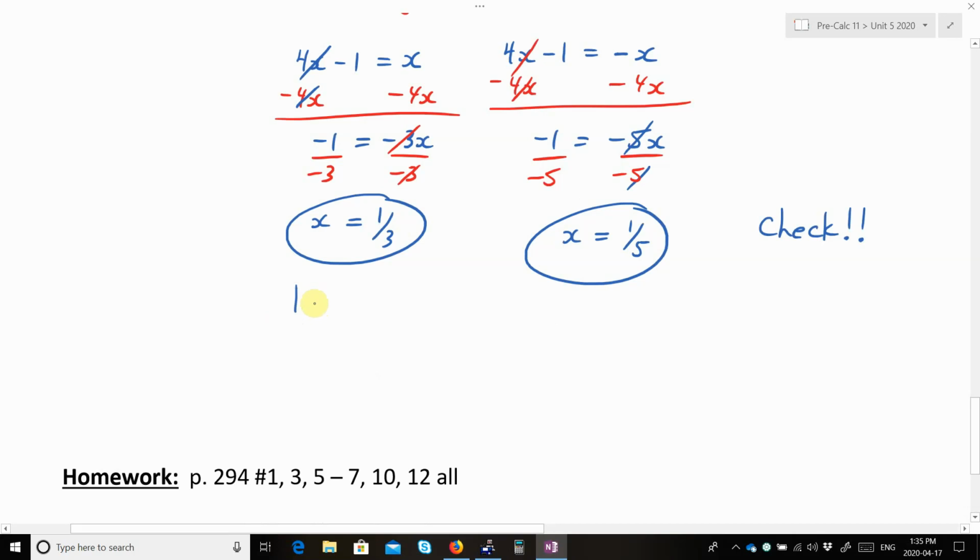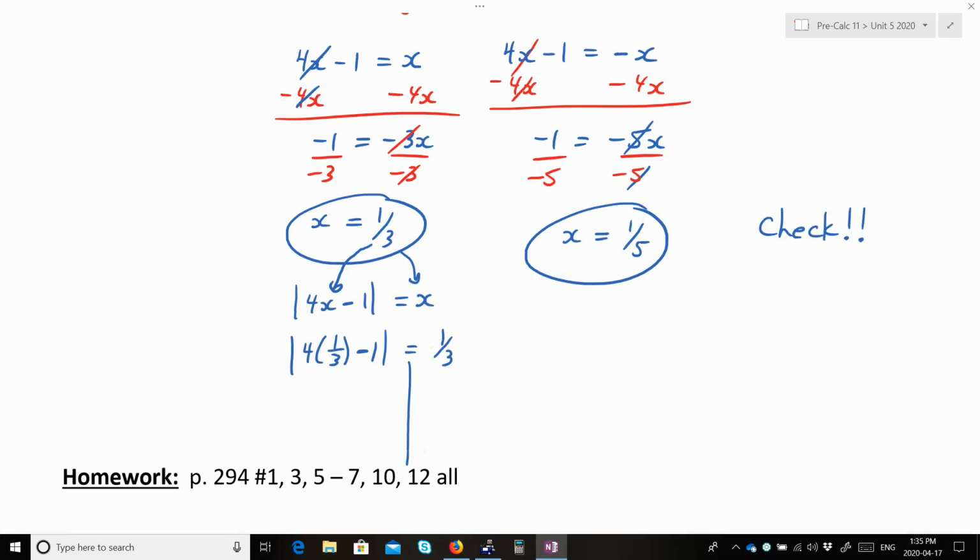The original equation is the absolute value of 4x minus 1 equals x, and so you have to plug 1/3 in here and 1/3 in here. So we would get the absolute value of 4 times 1/3 minus 1. Does that equal 1/3? Okay, and then you put a barrier down the equal sign, and you have to see if the left-hand side works out to the right-hand side.